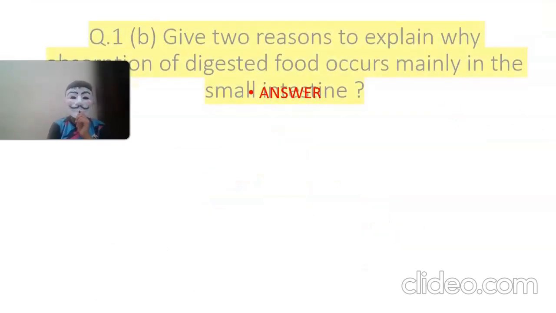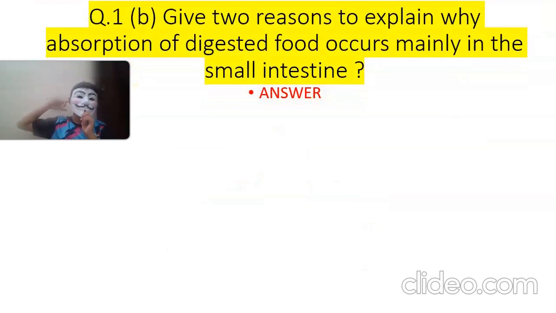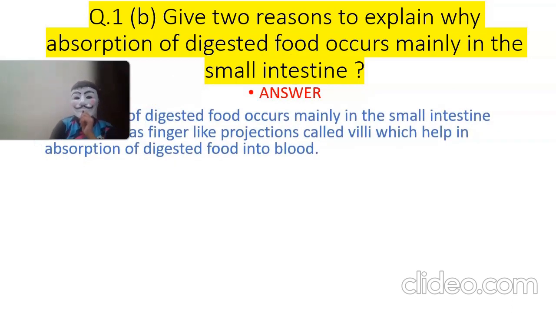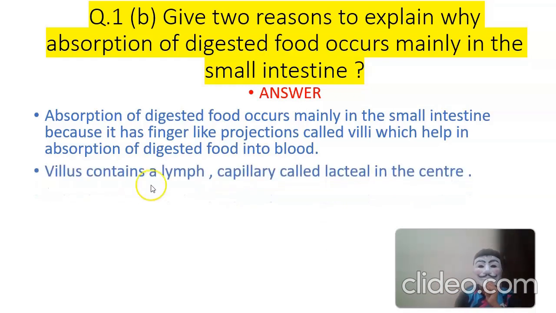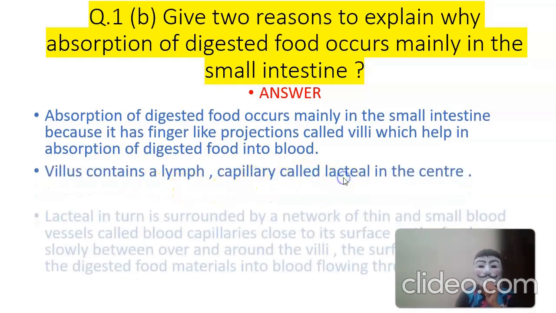Let's go ahead. Now question number 1b: Give two reasons to explain why absorption of digested food occurs mainly in the small intestine. Absorption of digested food occurs mainly in the small intestine because it has finger-like projections called villi, which help in absorption of digested food into the blood. So what are villi? Villi increase the surface area of the small intestine. It is richly supplied with blood vessels, and it contains a lymph capillary called lacteal in the center.